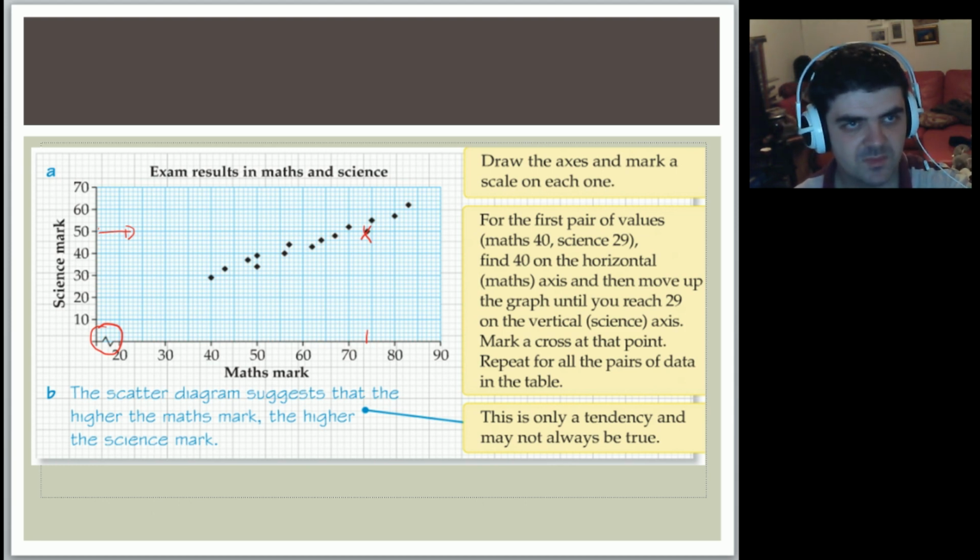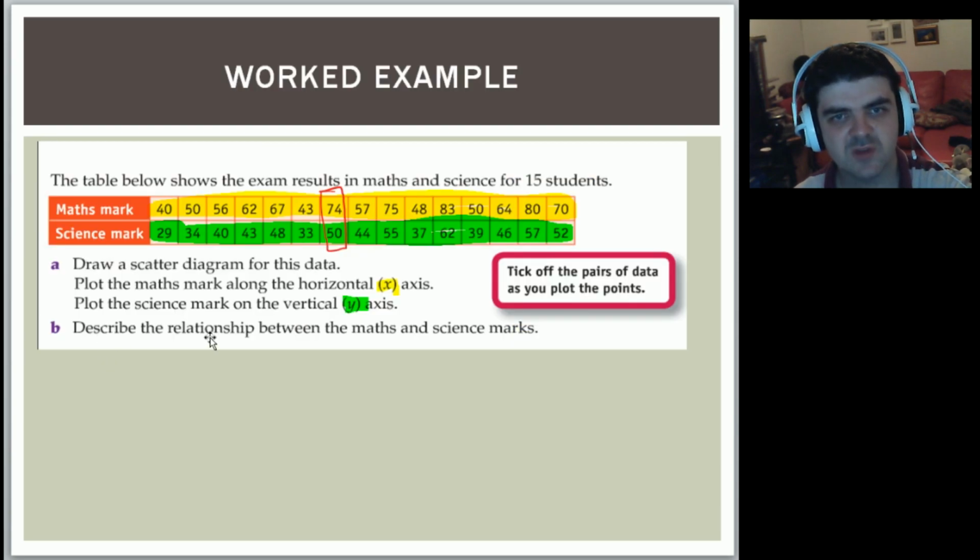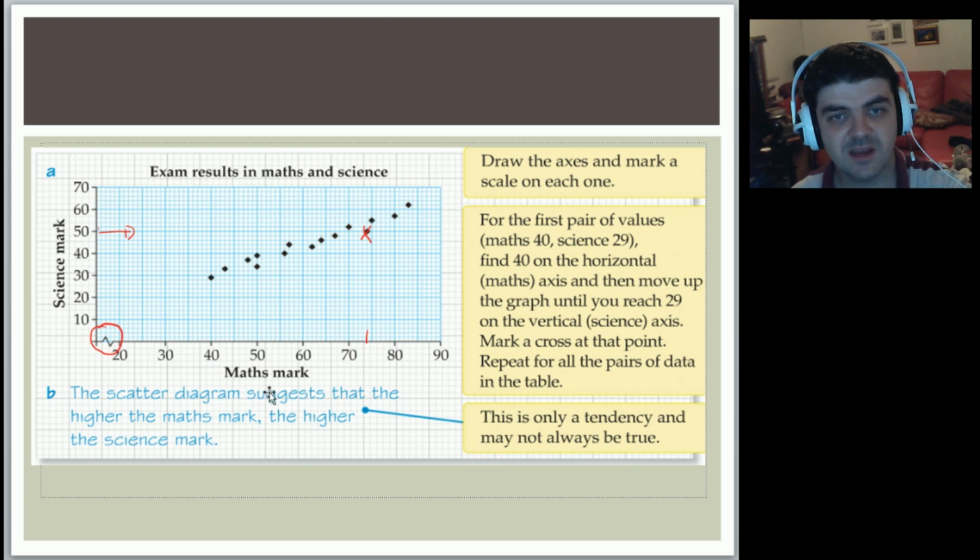Now, you can see the answer down there below, but the question asks, describe the relationship between the maths and science marks. And it says the scatter diagram suggests that the higher the maths mark, the higher the science mark. And that is true. So the person who scored the highest in the maths also scored the highest in science. In fact, the person who scored next highest in maths and the next highest both finished in that order. It's all good. It goes a bit screwy after that, but not a great deal. And in fact, the shape of this graph tells us an awful lot.